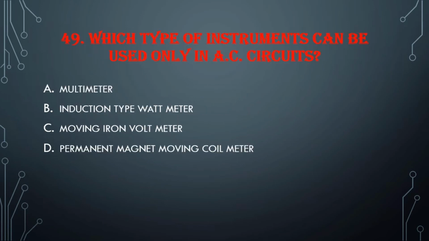The next question for you all, my friends, is: which type of instruments can be used only in AC circuits? The options are A. Multimeter. B. Induction type wattmeter. C. Moving iron voltmeter. D. Permanent magnet moving coil meter. And your time starts now.